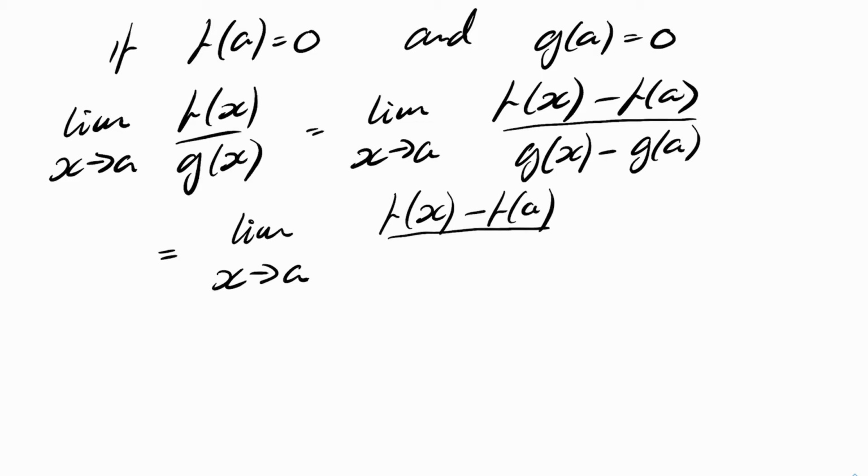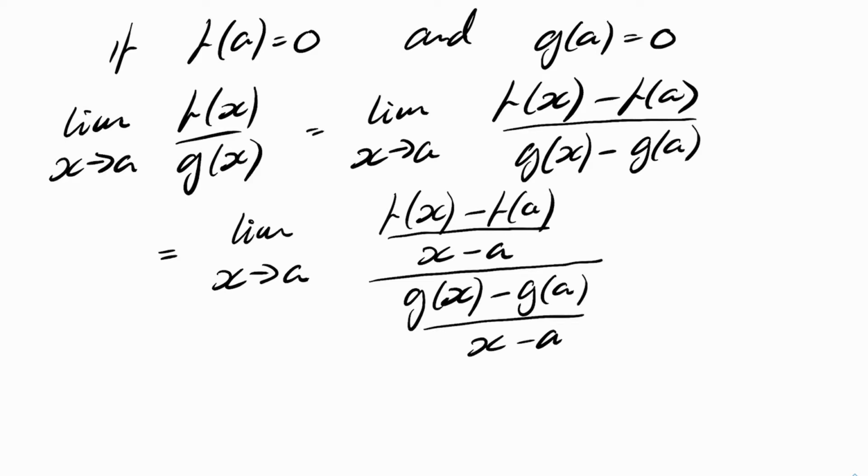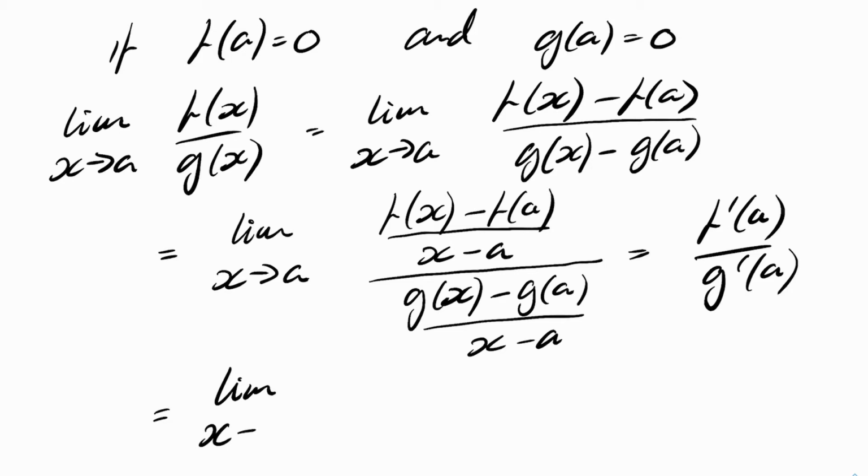If I write the numerator and denominator as follows, and divide both by x minus a, then using rules for limits, I can see that this is equal to f prime of a over g prime of a, provided this limit exists. And so I can then write this limit of f of x over g of x as the limit as x tends to a of f prime of x over g prime of x.